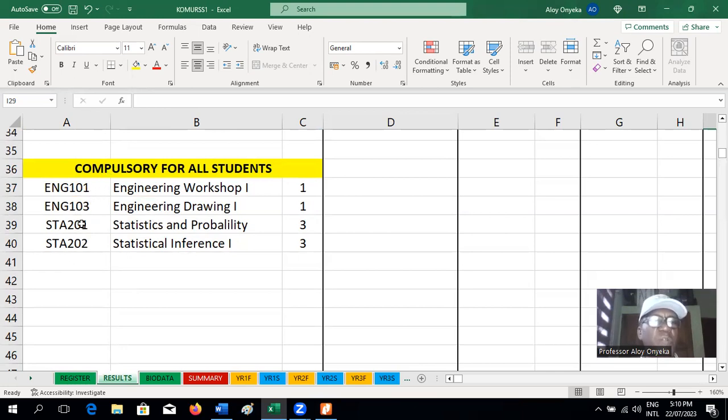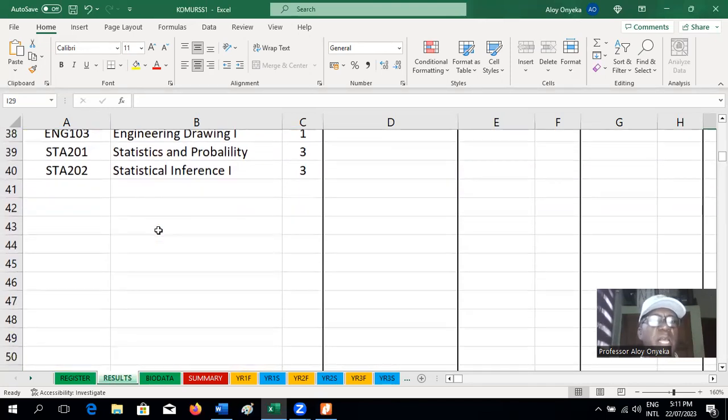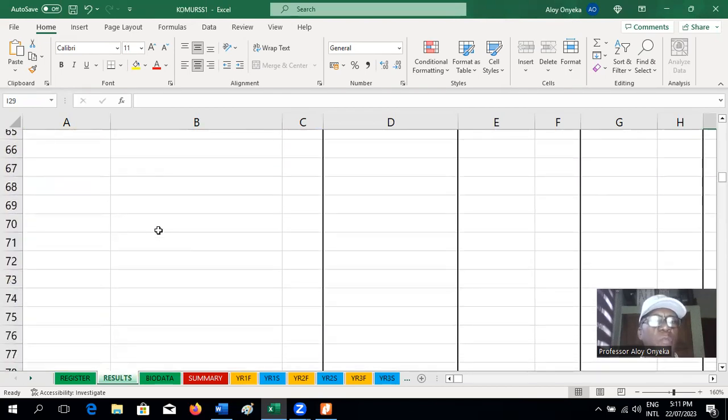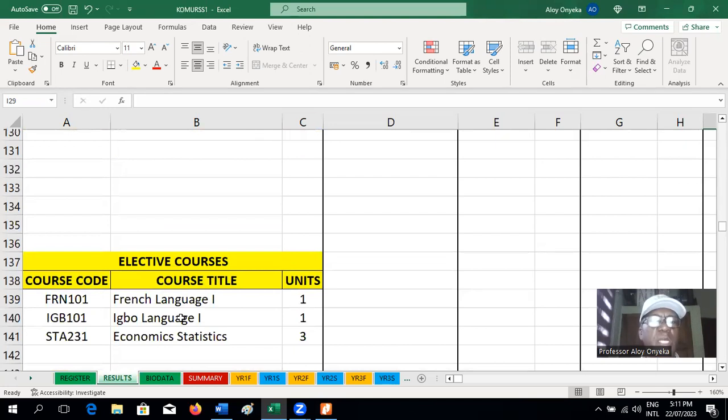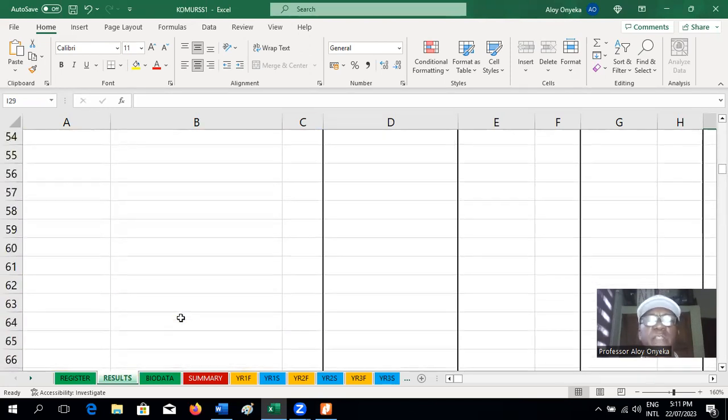Then of course the 200 level courses, 300 level courses, they're also compulsory for both the direct entry students and the UTME students. So you put them here. So that will cover the 2 types of compulsory courses. Then the third thing, you now go down and put the electives. These are the elective courses. So if we have 100 level elective courses, 200 level elective courses, we put them here. Once you do that, then you are done with the course list.